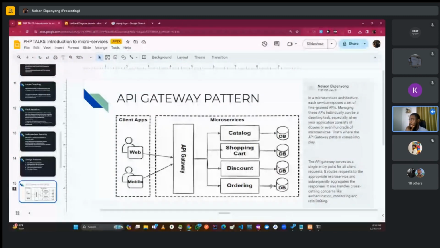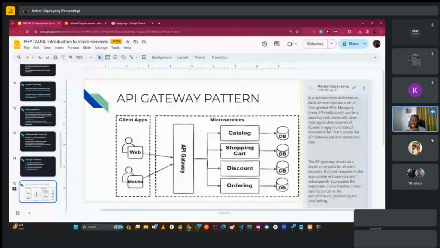In a microservices architecture, each service possesses a set of fine-grained APIs. Managing these APIs individually can be a daunting task, especially when the application consists of different services, all with their own endpoints. So the catalog service will have maybe 15, the cart service another 15, discount service 15, ordering 15. In total, that is what, 60 different endpoints. So the API gateway serves as a single gatekeeper that has a record of all the endpoints and is able to redirect user requests based on what the user is trying to do.